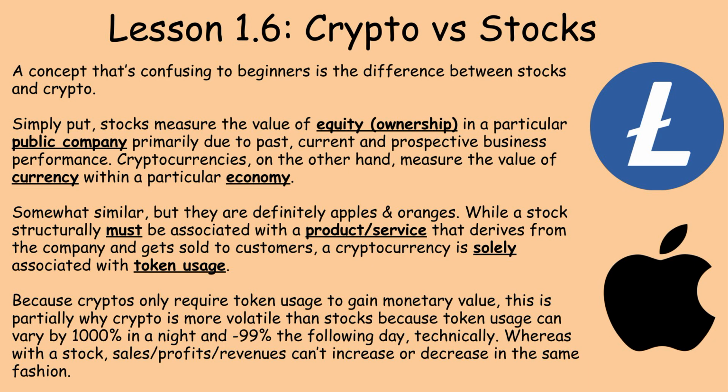Because cryptocurrencies only require token usage to gain monetary value, this is partially why crypto is more volatile than stocks, because token usage can vary by 1,000% overnight, and then minus 99% the following day, technically. It just depends on what the cryptocurrency is used for, what marketing it has, etc. A few different reasons, but realistically, it can do those types of ranges. Whereas with a stock, sales, profits, and revenues can't increase or decrease in the same fashion. It's going to be a far more gradual progression, and hence why the returns reflect that in the respective asset classes.